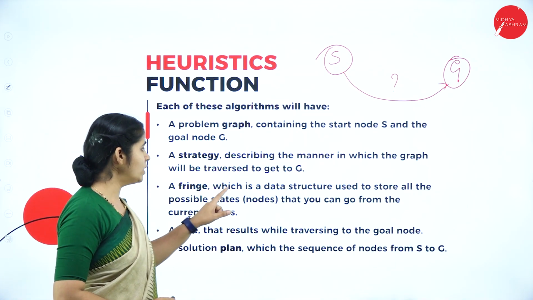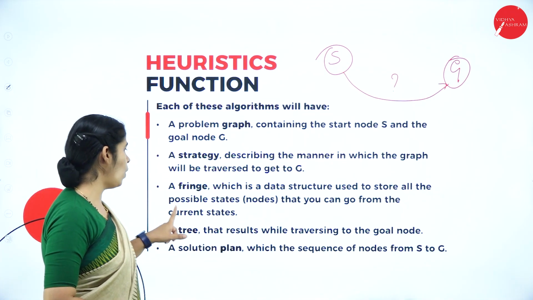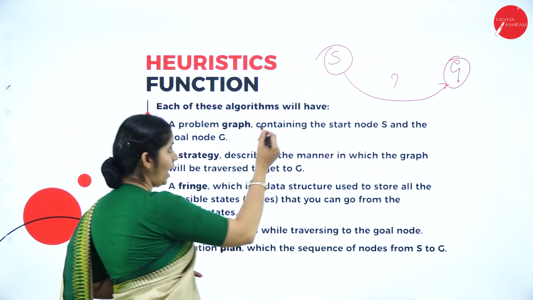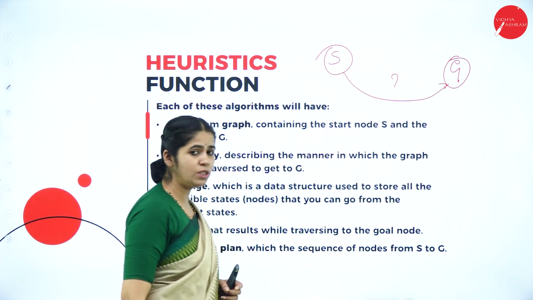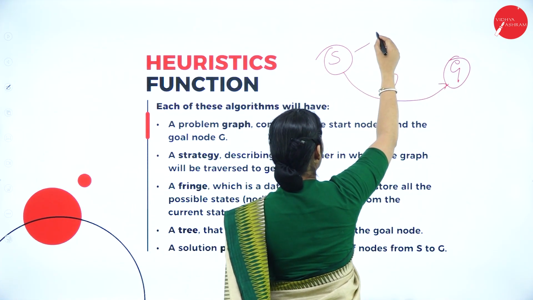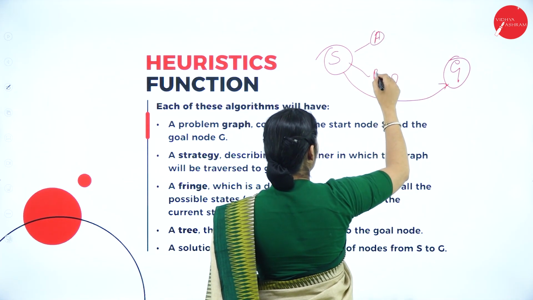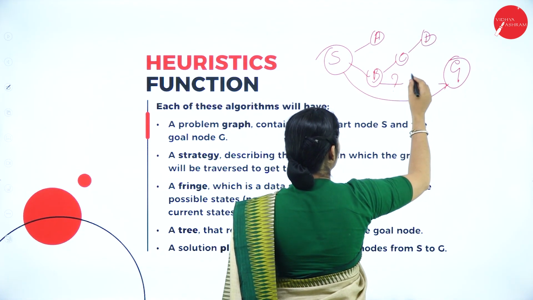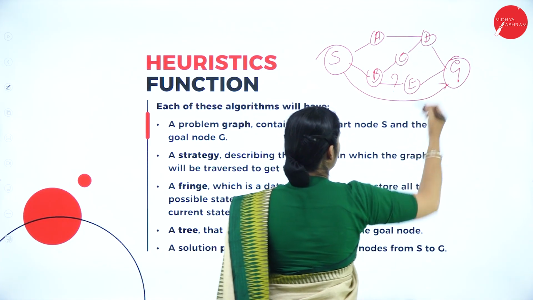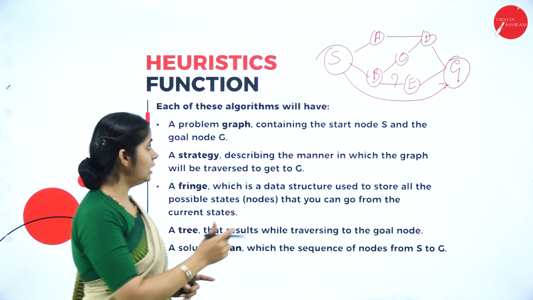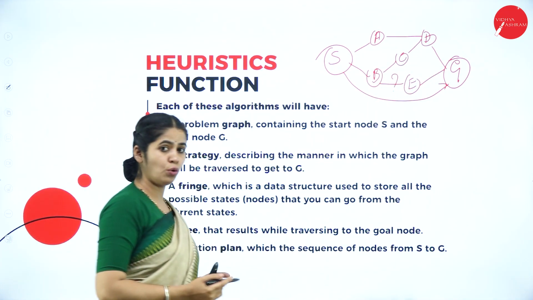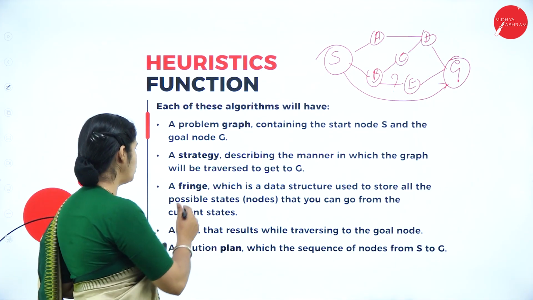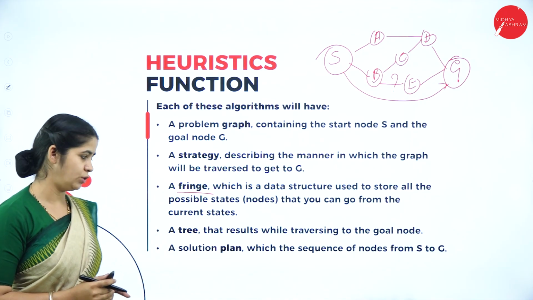The fringe, which is a data structure used to store all the possible states that you can go to from the current state. I cannot directly reach from the start state to the goal state. In between I have different nodes A, B, C, D, E and G. Like this I have different states. These different states have to be stored in memory as we are tracking the path of the action. So that will be stored in a data structure called the fringe.